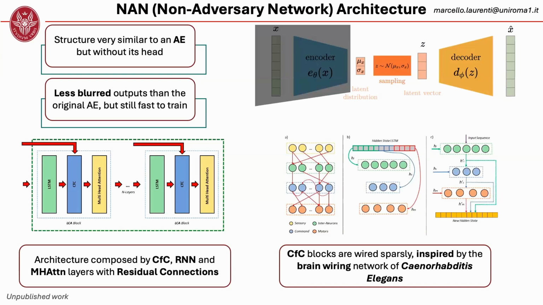Another very important thing to mention: the CFC layer is wired using sparse connections, inspired by the brain structure of these nematodes. This kind of wiring allowed us to use wider representations, allowing easy training. So this further increased our accuracy in the generation.